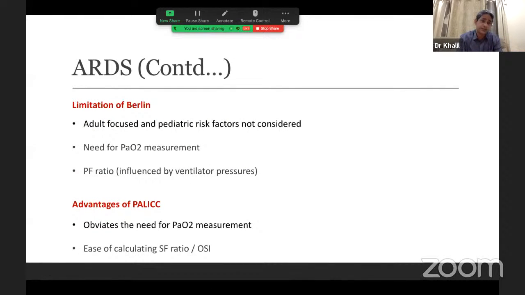The limitation, as I said, is that the Berlin definition is more adult focused, and pediatric risk factors are not considered while preparing the criteria. The need for measurement of PaO2, as I said, is an invasive measurement which most of the time may not be possible in level 2 centers, and the PF ratio is influenced by ventilator pressures. So these are the disadvantages of Berlin, which are overcome by the PALICC definition. It obviates the need for measurement of PaO2 because you can measure the saturation to FiO2, as well as the ease of calculation of the oxygen saturation index.